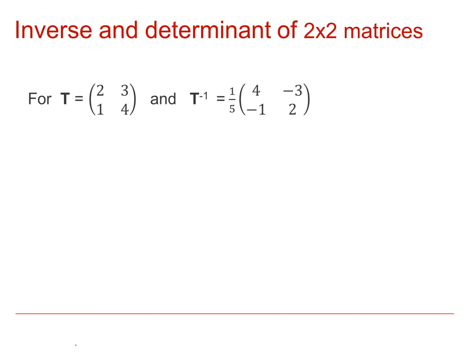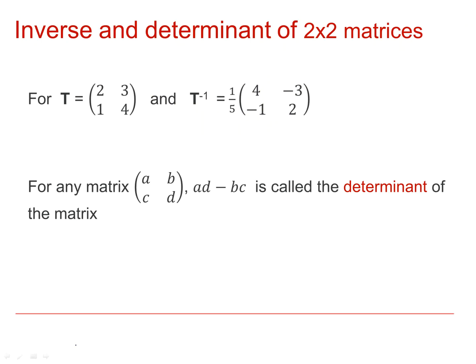In the last video, we found the inverse of this matrix T. For any matrix ABCD, the value of AD minus BC is called the determinant of the matrix. For T, we see that AD minus BC is equal to 8 take away 3, which is 5. And that gives us the denominator of the fraction in T inverse.